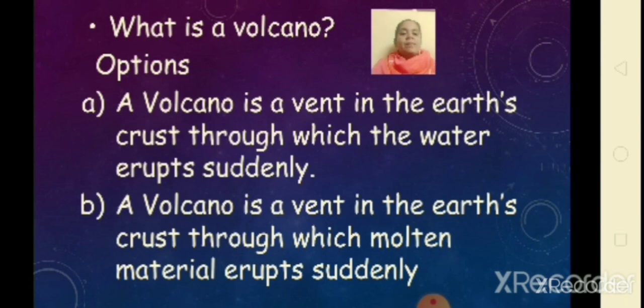So in this case, the correct option is option B. A volcano is a vent in the earth's crust through which molten material erupts suddenly.